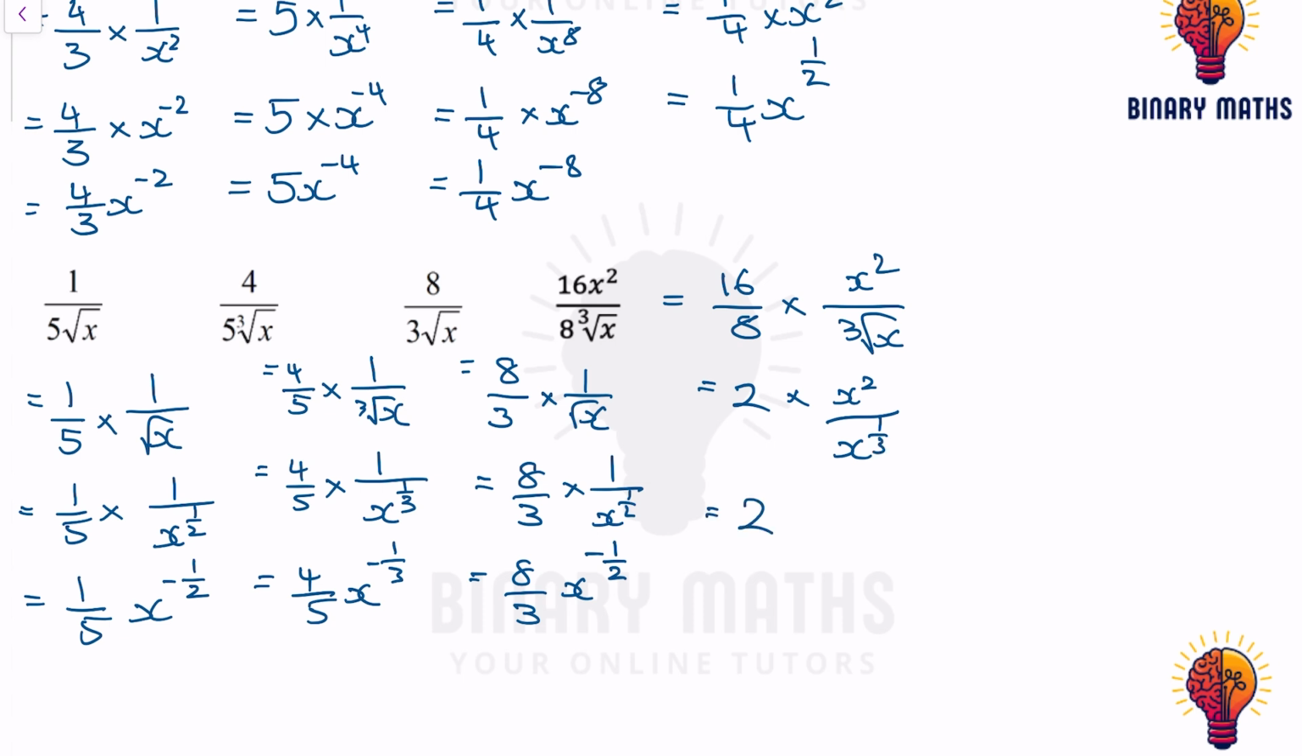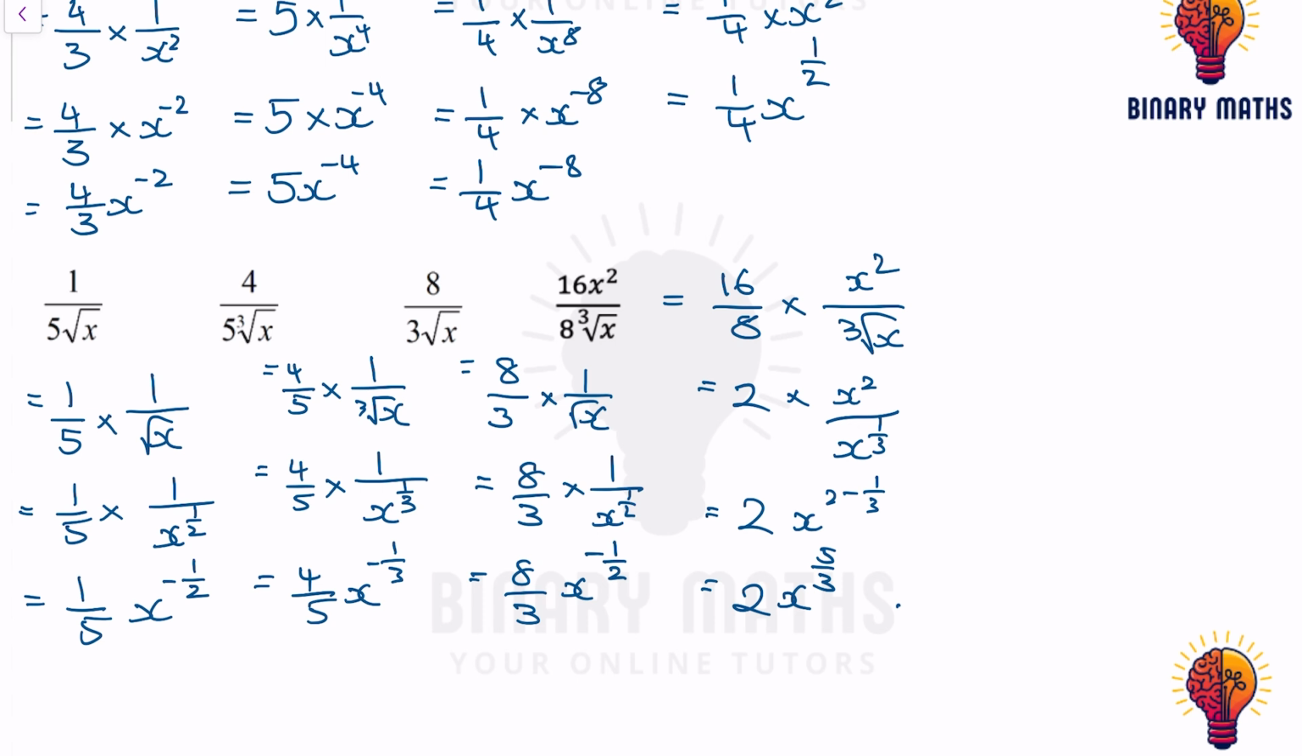Because we're using indices, laws of indices tell us x squared divided by x to the power of a third is the same thing as x to the power of 2 take away a third. 2 take away a third is the same thing as 5 thirds. So that would be in the correct form now.